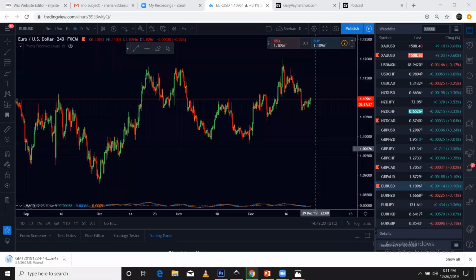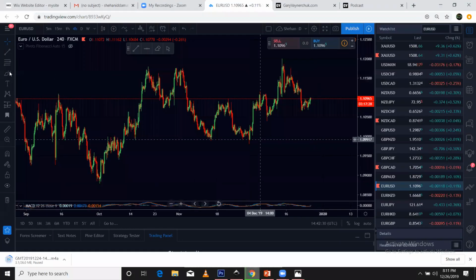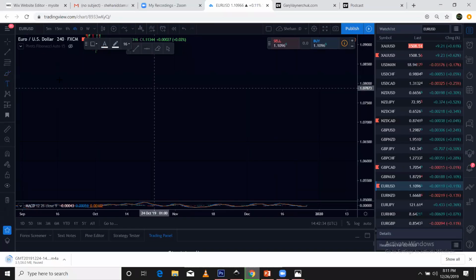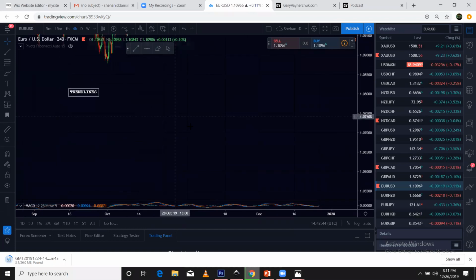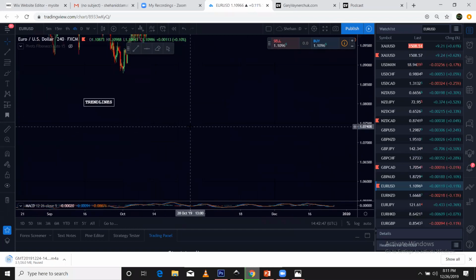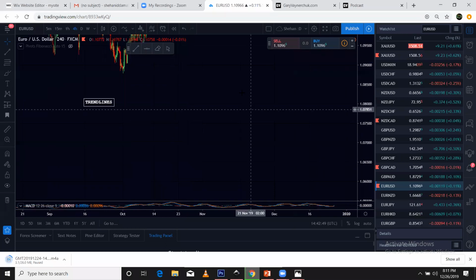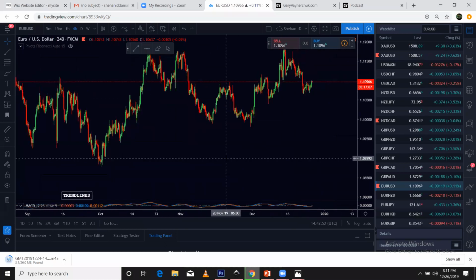Okay. So in TradingView, no one is going to tell you where to enter, where to keep your stop loss, or where to take profit. No one's going to tell you that. So you have to figure it out on your own, right? So I'm just going to put right here just trend lines. Now, what you do in TradingView is basically your own analysis. You figure out your own entries, your own take profits, your own stop losses.